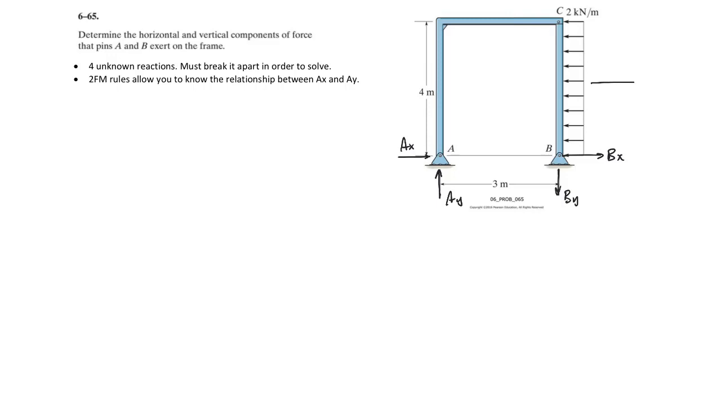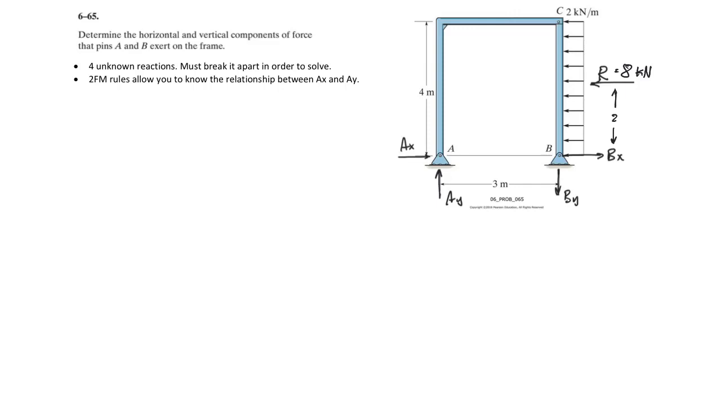Got that distributed force, and so I know that there's a resultant going this way, and the resultant is the distributed force of 2 times that 4, so that's equal to 8. Resultant is equal to 8 kilonewtons, and it acts at a distance here of 2 meters from that point.